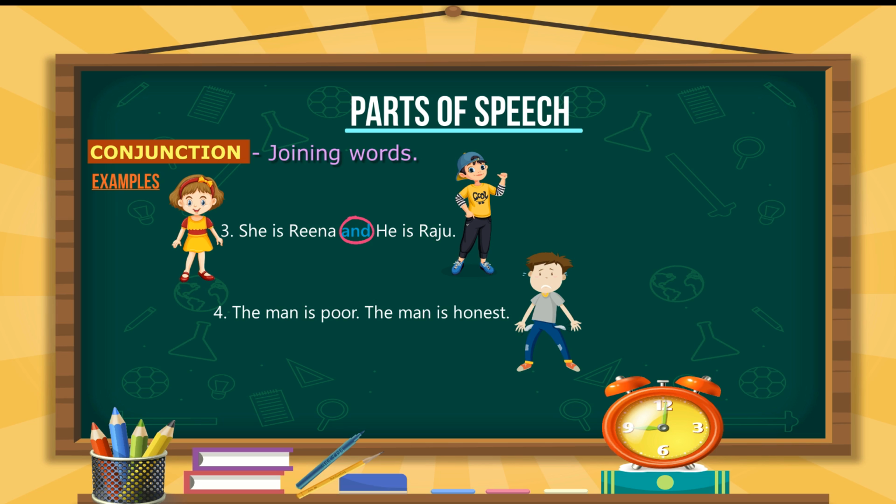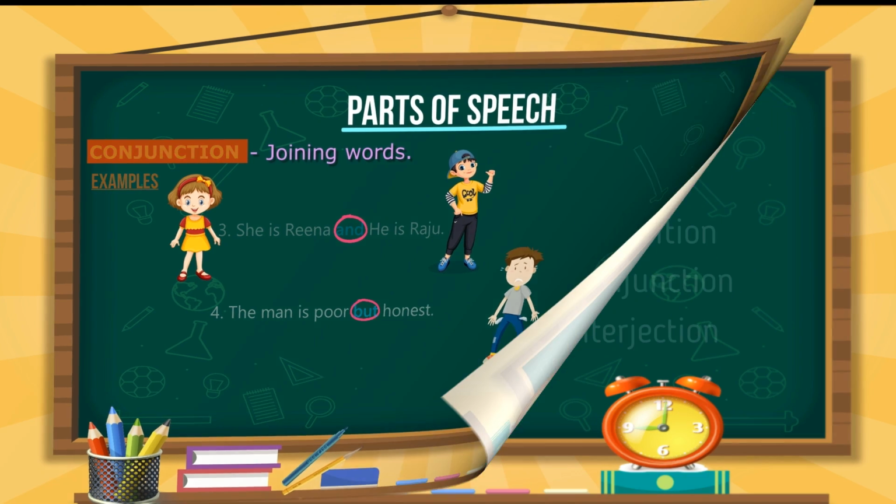The man is poor. The man is honest. Here, both sentences are describing the quality of the man. We can join them with the conjunction but, and the sentence will look like this: the man is poor but honest.